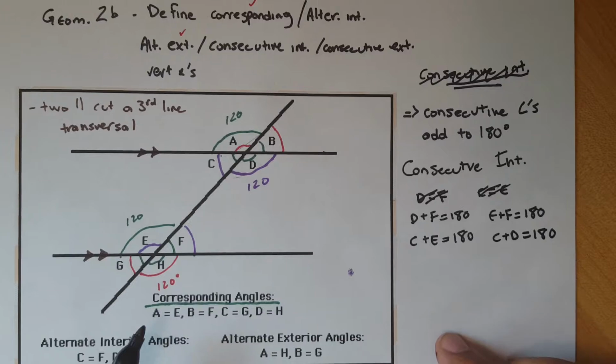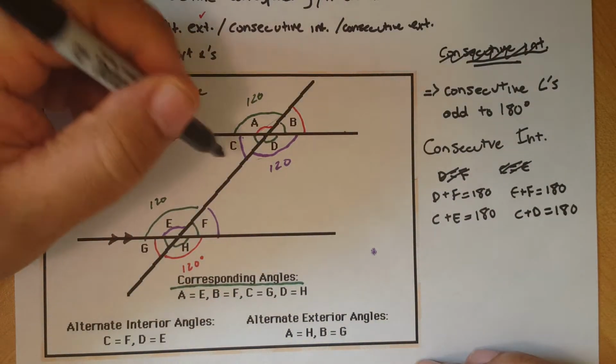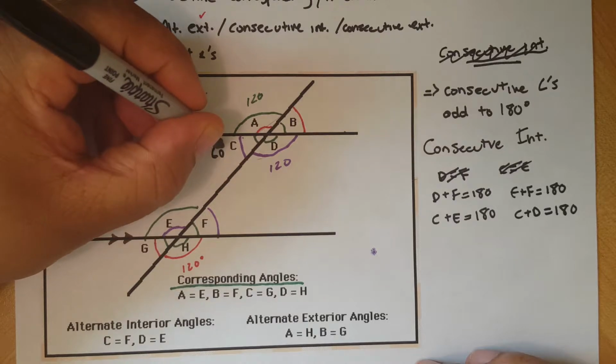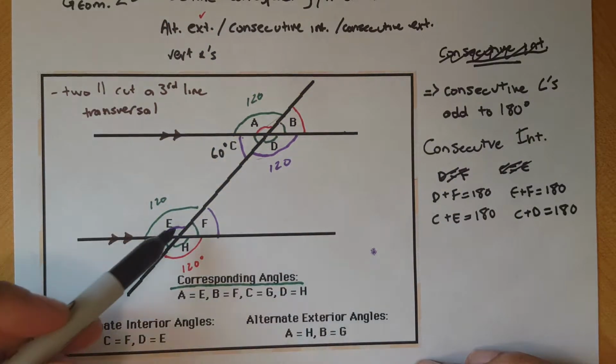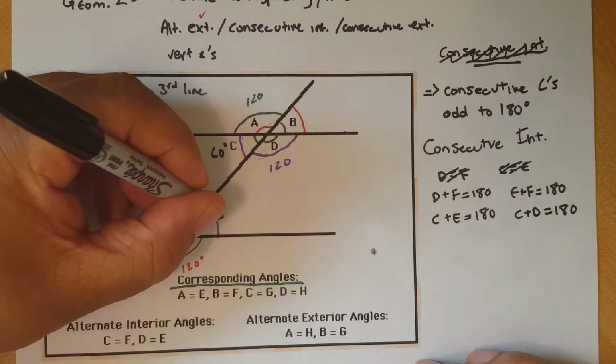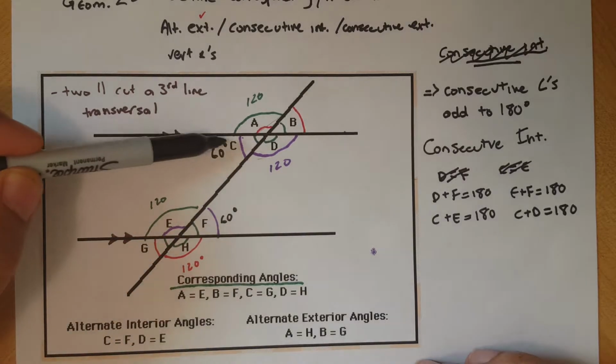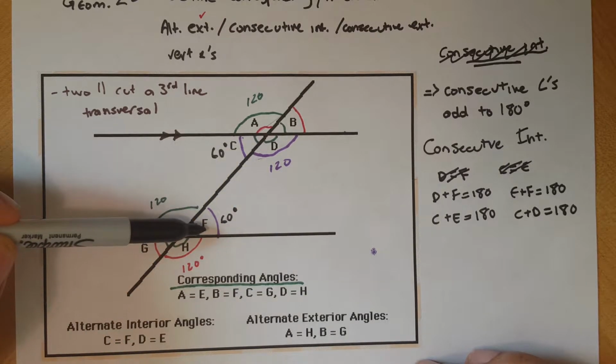If we take a look, since C plus D has to equal 180, that means C has to be 60. And again, since E and F have to add together to be 180, that means F has to be 60. All right? And that holds up because we just said that alternate interior angles are equal to each other. C has to equal F. C is 60, and F is 60.